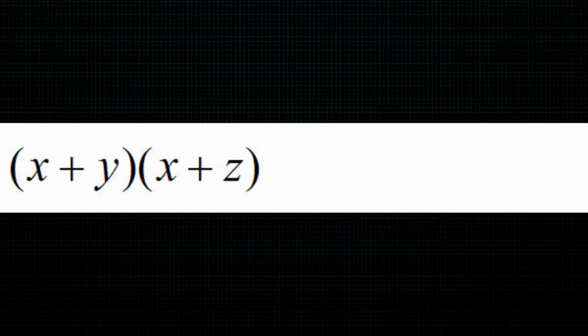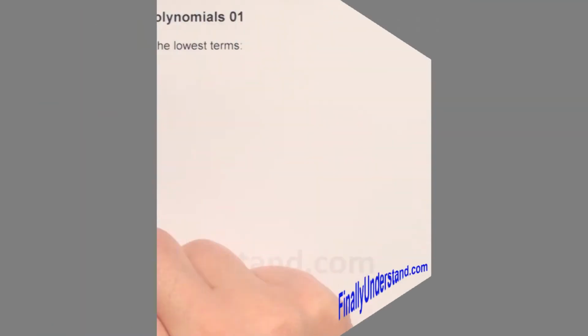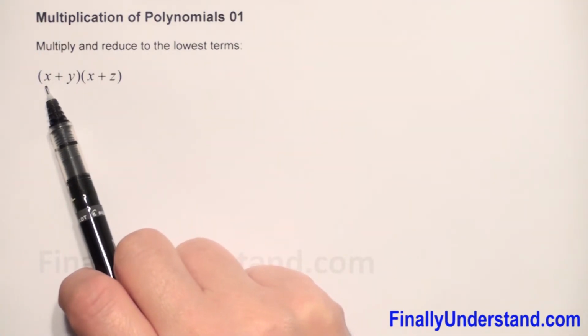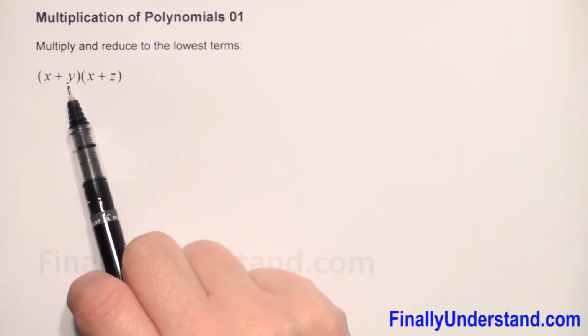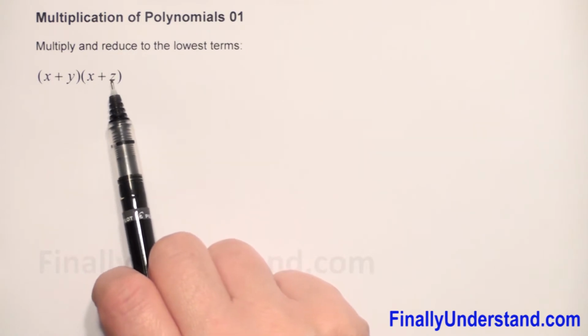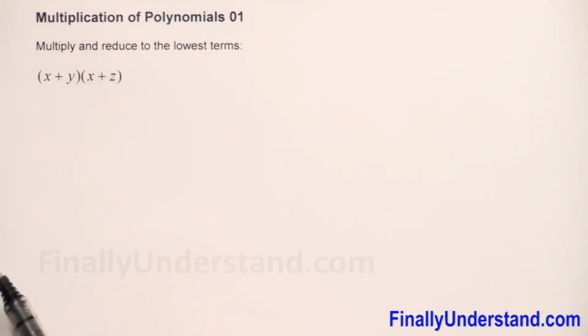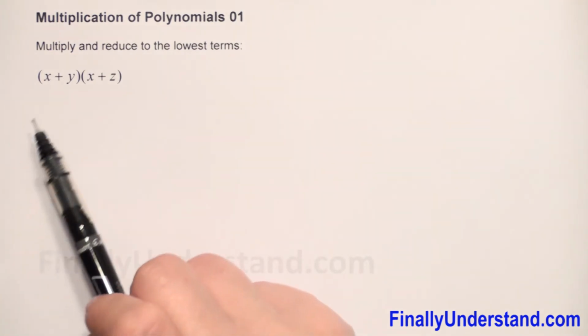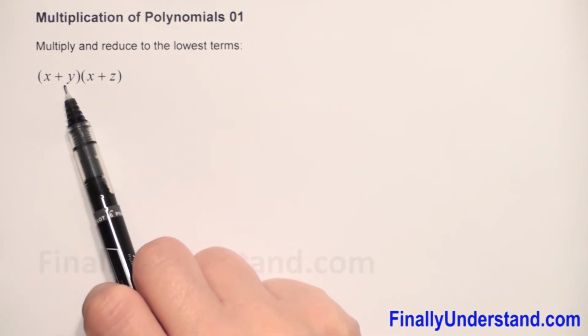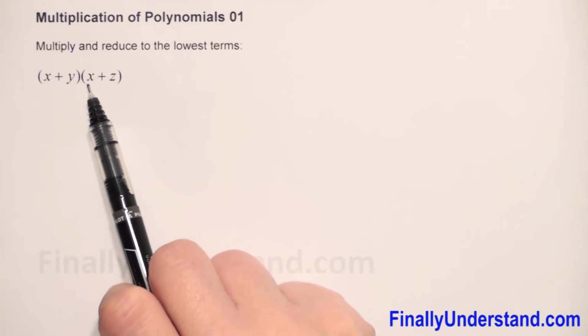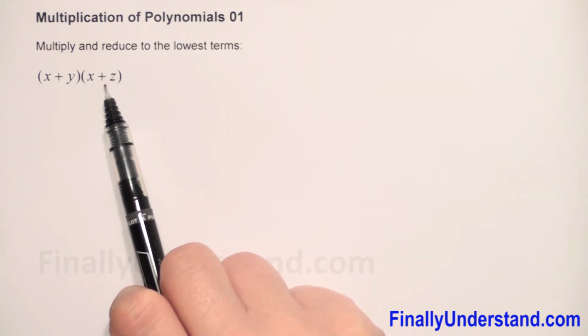We have multiplication of two binomials. Why? Because in the first parenthesis we have two terms, and in the second we have two terms. How do we do multiplication of binomials? We have to multiply every term in the first parenthesis by every term in the second parenthesis.